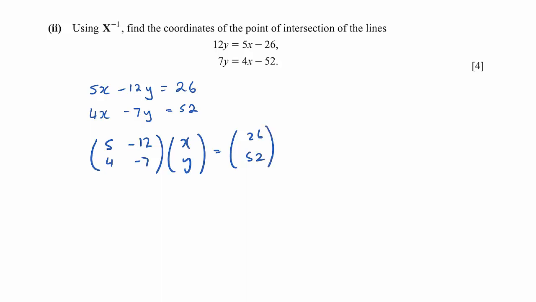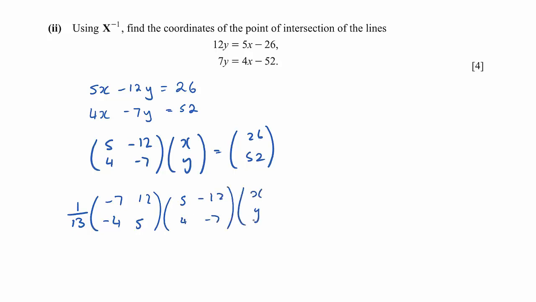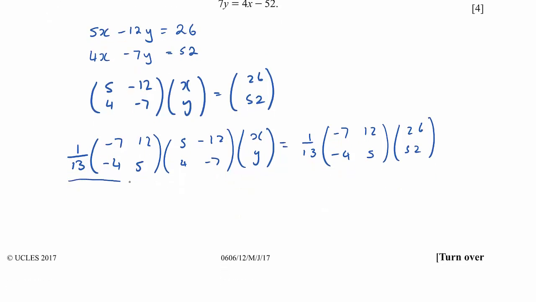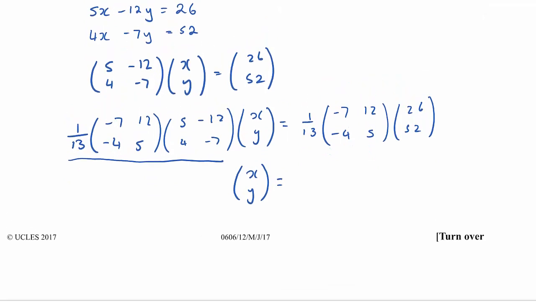And then what we need to do is multiply on the left by the inverse matrix. So negative 7, 5, 12, negative 4 times our 5, negative 12, 4, negative 7, xy is equal to 1 over 13, negative 7, 12, negative 4, 5, 26, 52. Of course, all of that just becomes the identity, and so we have xy, and then we just need to do some calculation.